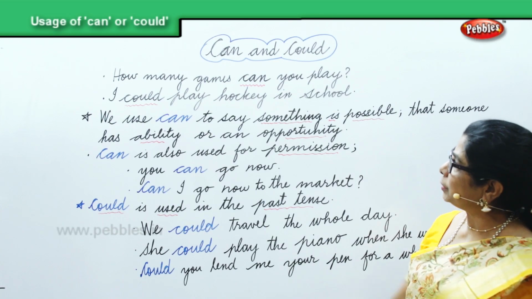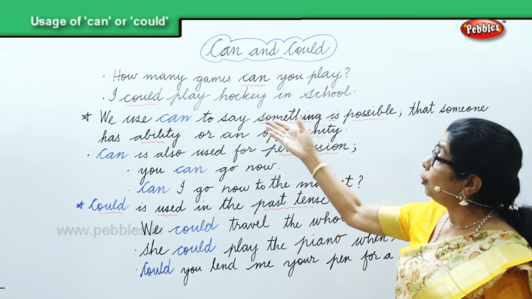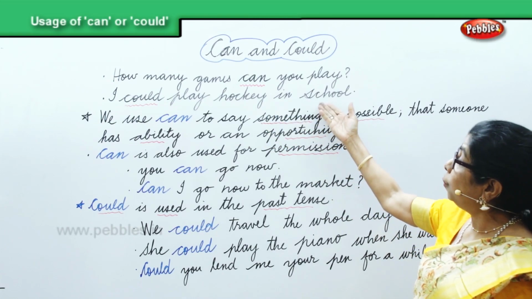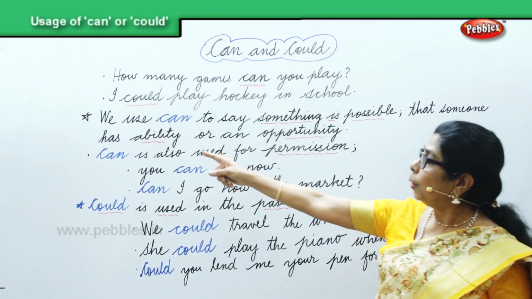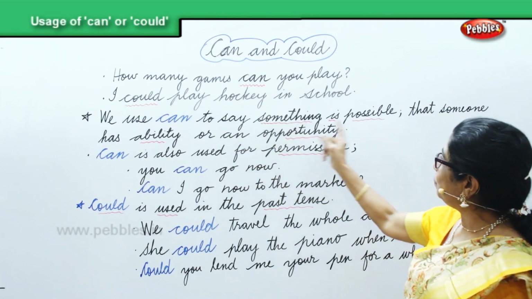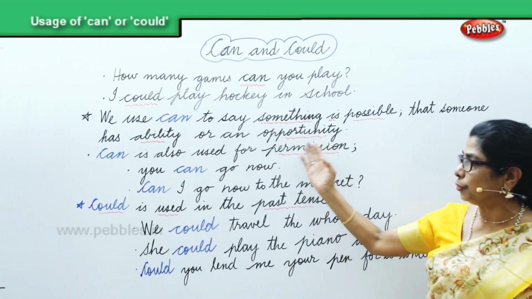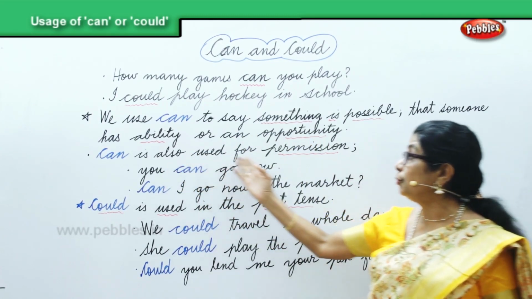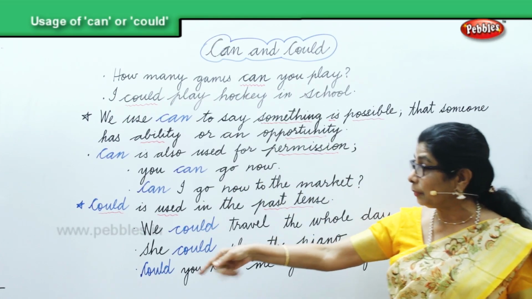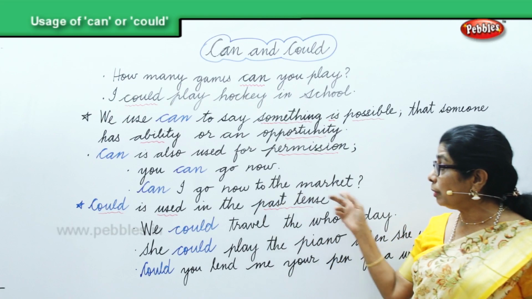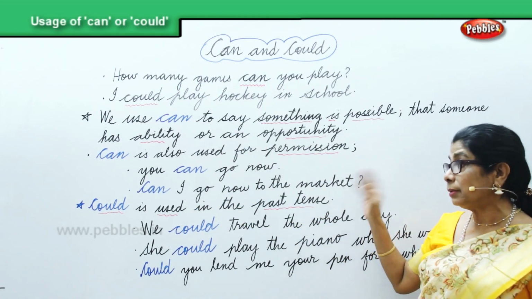Let's look at the first two sentences. How many games can you play? I could play hockey in school, in the past. Now, we use can to say something is possible and the person has the ability or opportunity. Can is also used for permission. You can go now. Can I go now to the market? Now, that is can.